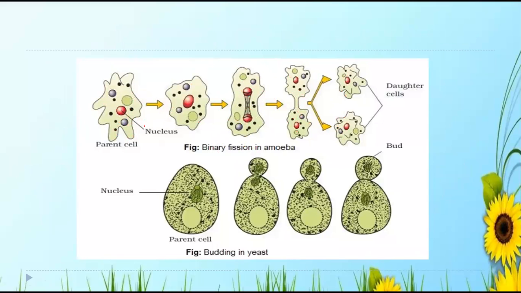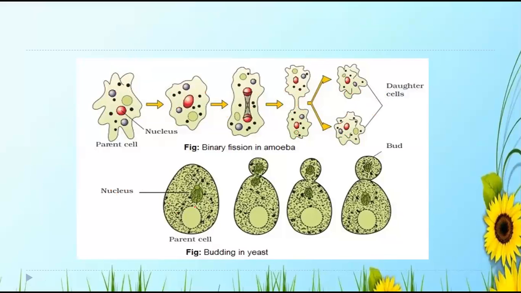The parent cell will undergo nuclear division. Once it undergoes nuclear division, later it goes through cytoplasmic division. After undergoing cytoplasmic division, two new daughter cells are formed. So this is about the binary fission in amoeba. This is how the process of reproduction by binary fission takes place.